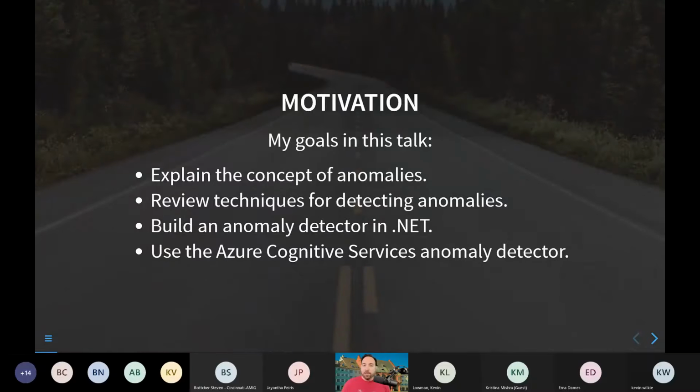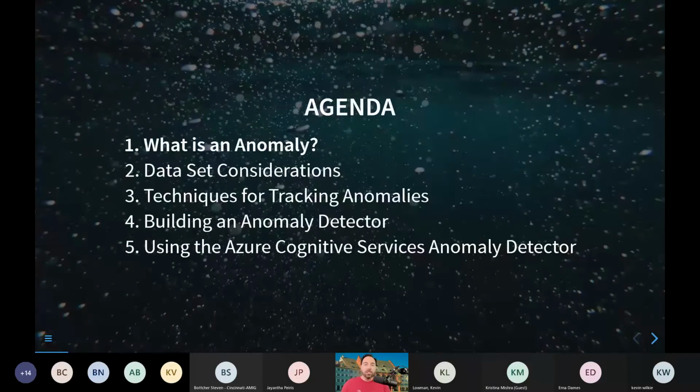I've got a few goals in today's talk. The first one is I want to help you understand the concept of anomalies. It's something that has a broad understanding at a really vague level, and I'm going to help you understand it at a slightly deeper level. We'll look at some techniques for detecting anomalies. We'll look at an anomaly detector built in the .NET framework, and then I'll use Azure Cognitive Services to perform anomaly detection. So, got a lot of content, plow right through it here. If you have questions at any point in time, put them in chat and I'll respond to them as soon as I see them.